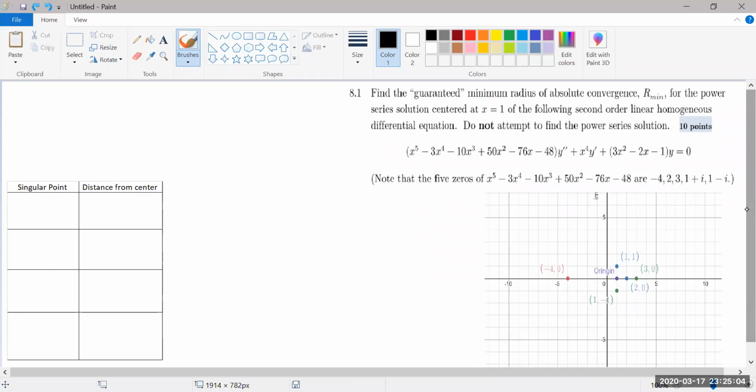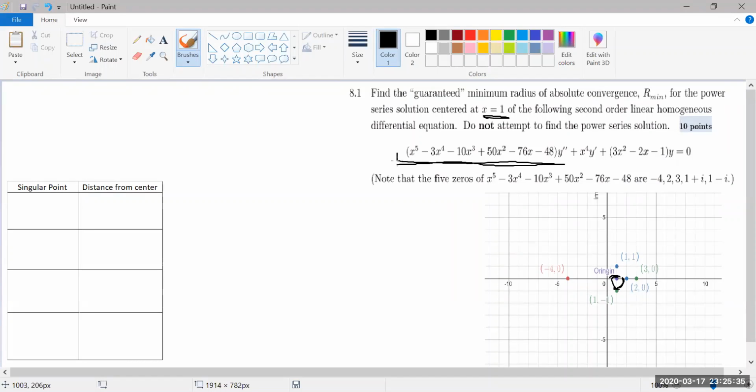This is 8.1b. It has a very, very similar concept to 8.1a. A few things to keep in mind is that your series will be centered at x equals 1, not x equals 0, so keep that in mind. So we're looking at that point there. And we pretty much need the zeros of this leading coefficient.